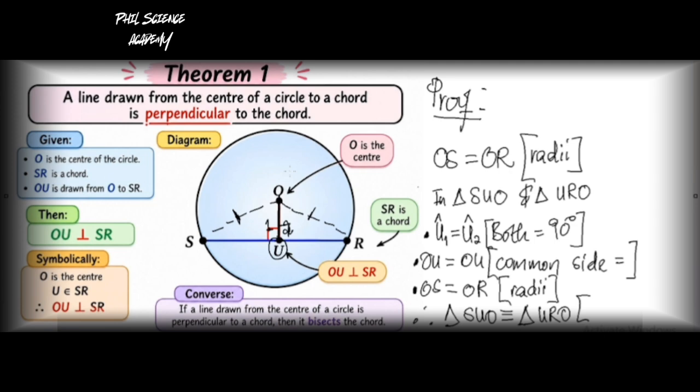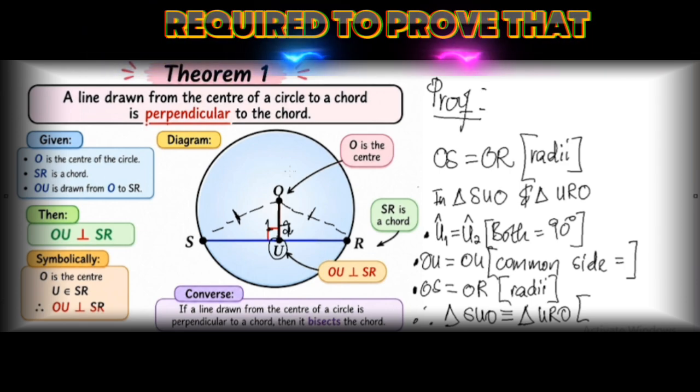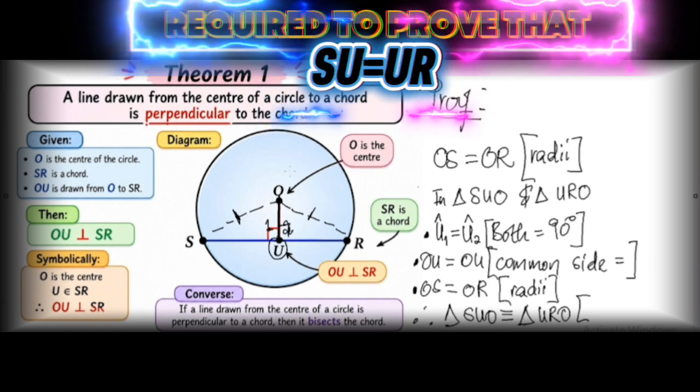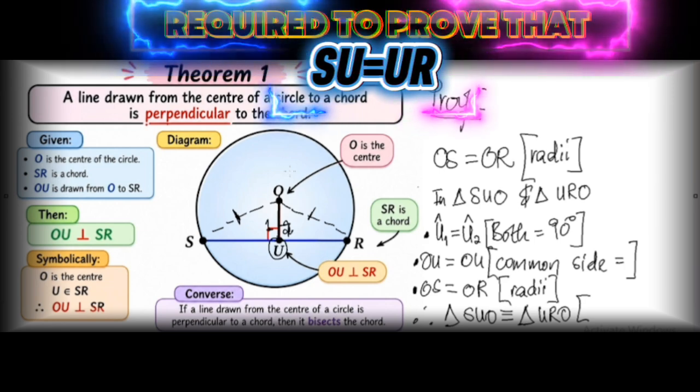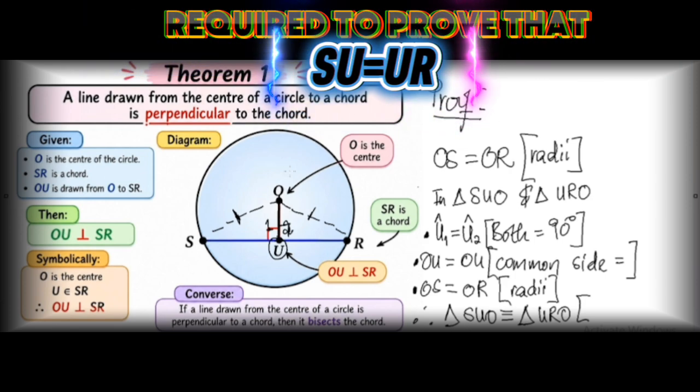So now, since here we're required to prove that SU has to be equal to UR, since this line that is drawn from the center actually bisects the chord, meaning when something bisects something, it divides it into two equal halves. So we'll say, therefore, SU will be equal to UR. Our reason here will be congruent triangles. Remember, congruent triangles are equal in all respects.